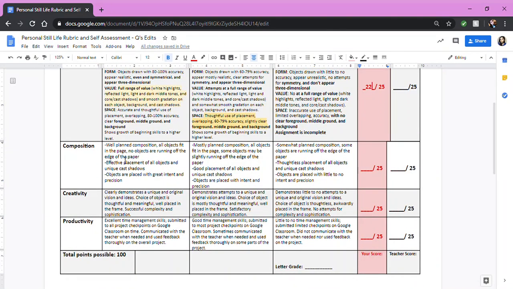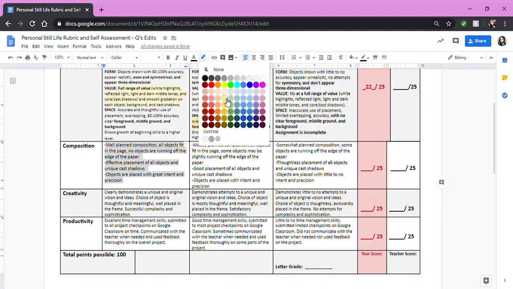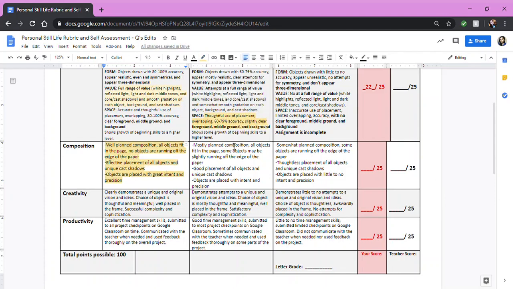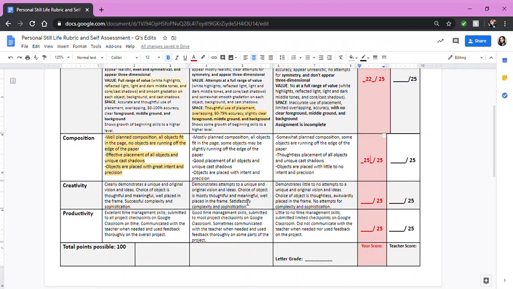So looking at composition, it's well planned, all the objects fit in the page, no objects are running off the page, your placement is effective and all the cast shadows are there, they're unique to each object. The objects are placed with intent and precision, so nothing is randomly placed just to make it fit. So let's say you hit all of this perfectly, because we went over this so many times. So let's say you hit the composition and it looks awesome. I'm gonna give myself a perfect score. And then you're gonna do the same with all of them.